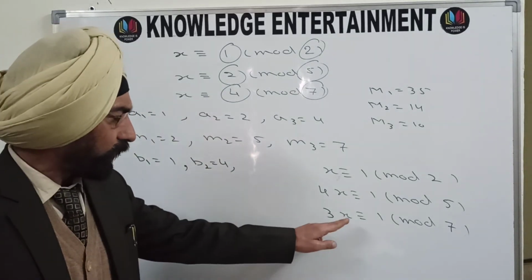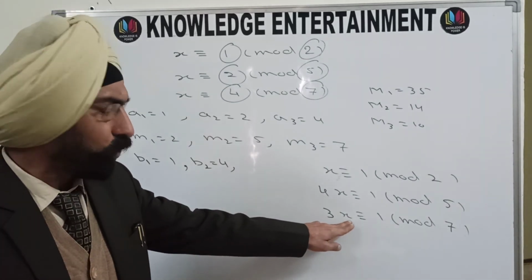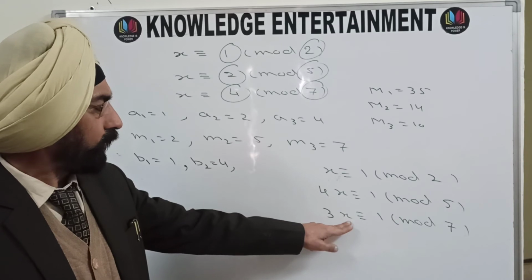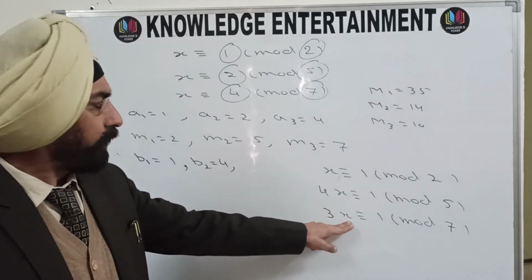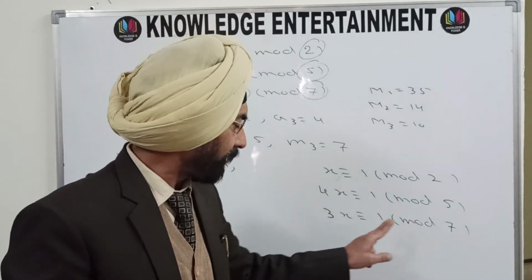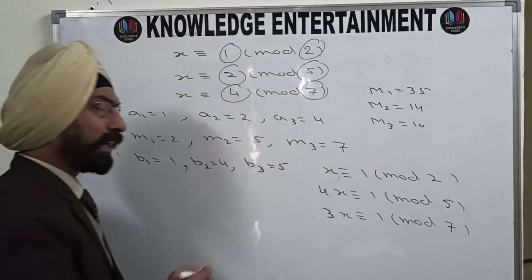Similarly, try to find this b3. For x equal to 1, no solution. 2, no. 3, no. 5 will be the solution because 3 into 5 is 15, and 15 minus 1, 14, is divisible by 7. So your b3 is 5.